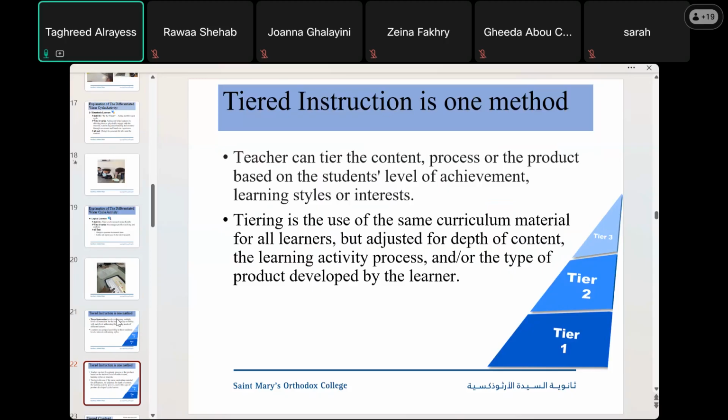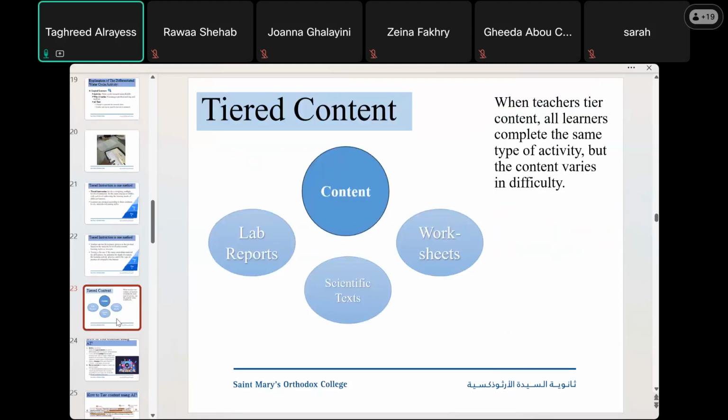So in this part of the workshop, I'm going to be focusing on how we can use this strategy in order to differentiate content in particular. So the types of content that we can encounter or use in our science classrooms can vary from lab reports to scientific texts or even worksheets or exercises. When the teacher chooses to differentiate the content in the classroom, all learners complete the same type of activity, but the content they are using is different.